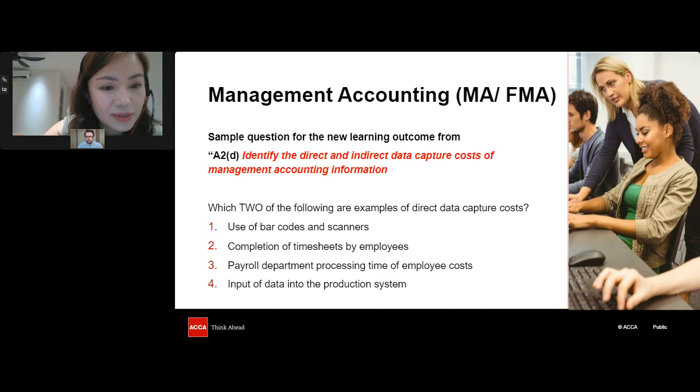We have 4 options here, so we have to select 2 of them. Let's see the first: the use of barcodes and scanners. Number 2, completion of timesheets by employees. Number 3, payroll department processing time of employee cost. And the last, the input of the data into the production system. All right, ladies and gentlemen, you have 10 seconds from now, and please choose 2 out of the 4. Thank you very much.